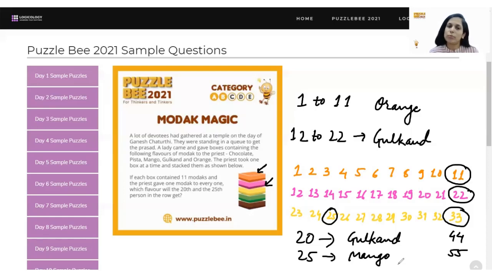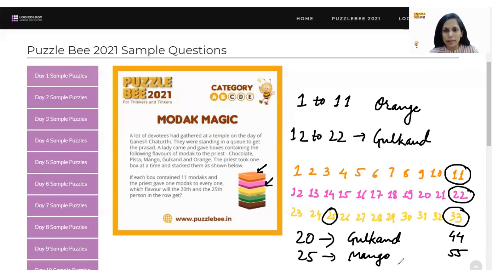Now I have one more follow-up question for all of you. You can just try solving it for yourself. Find out which flavor of modak would person number 37 get. Okay. All right. So now with that, I'll move on to the sample puzzle for the senior categories. Over to the Mosquito Menace now.